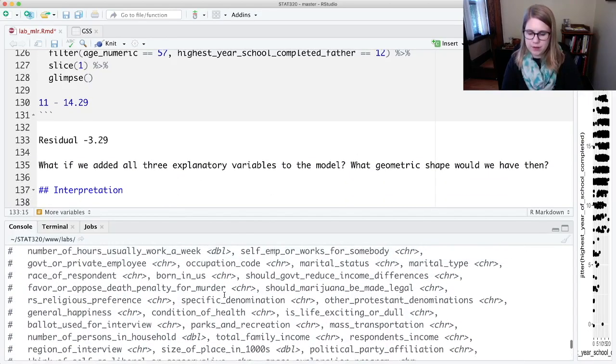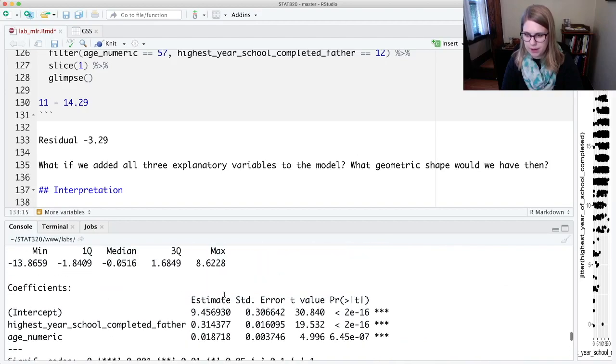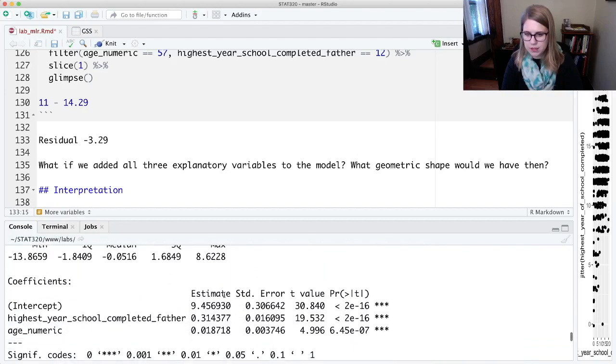So if we think about the geometric shape of this model, model 5 I was calling it, this one is the plane because it has two numeric variables in it. If I wanted to add that third variable, the categorical variable born in the US, yes or no, then I'd have parallel planes. So then it would be parallel planes in 3D.